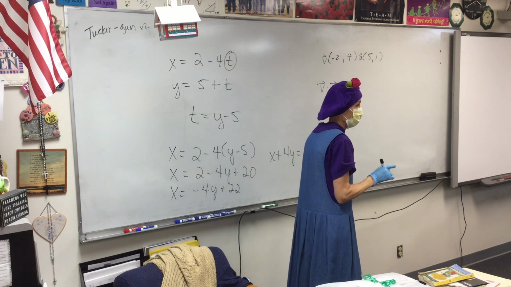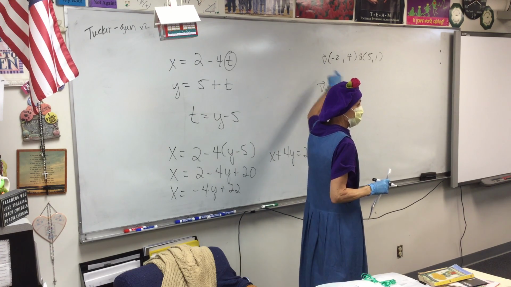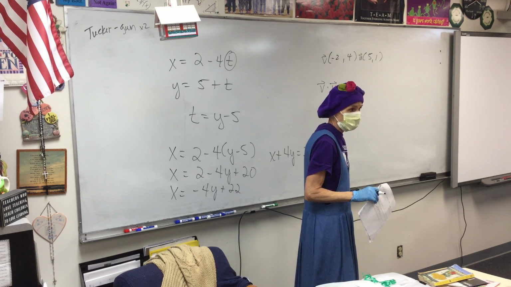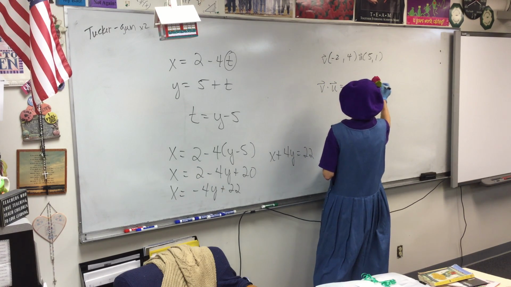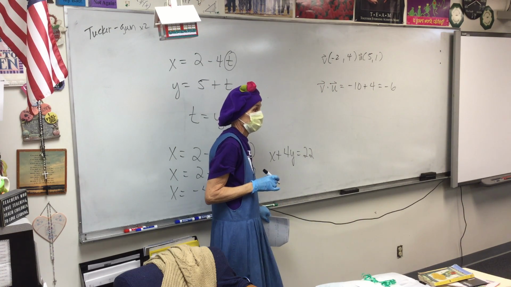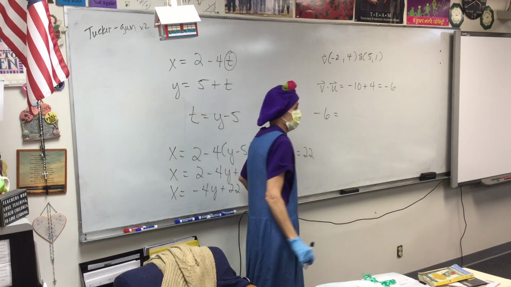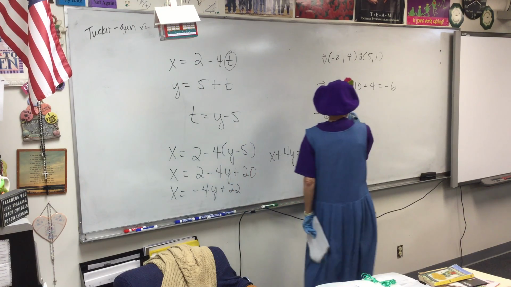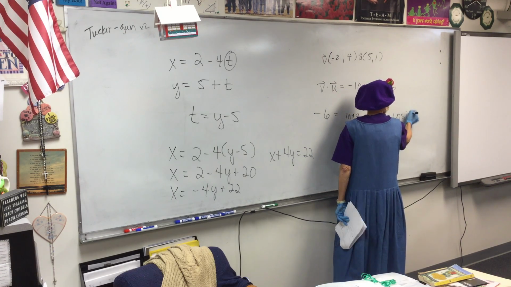How do I get that number? How do I find the dot product? What do I do to find the dot product? X times X, Y times Y, add them up. So I get negative 10 plus 4, I get negative 6. Then, did you hear Moses? He said the dot product, which is negative 6, equals the magnitude of the first one times the magnitude of the second one times the cosine.